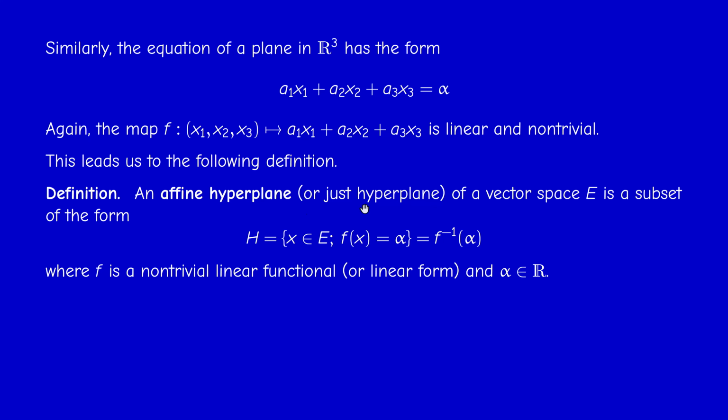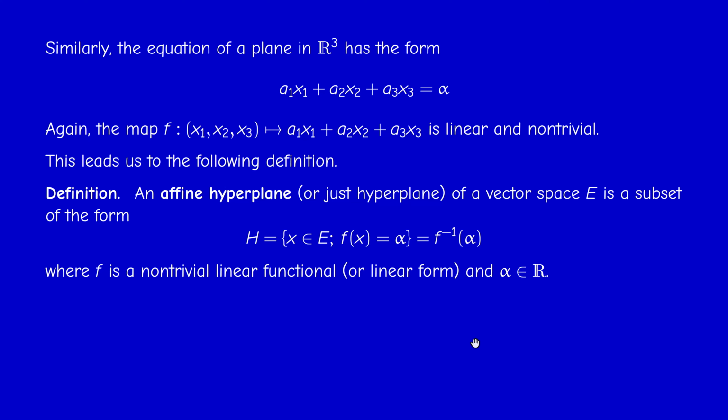Okay, so in general, an affine hyperplane of a vector space E is a subset of this form. It's the inverse image under a non-trivial linear map f of some singleton alpha, some constant alpha. So it's the set of points in the vector space whose image under f is exactly equal to some, if you like, level set alpha. Okay, alpha is given here.